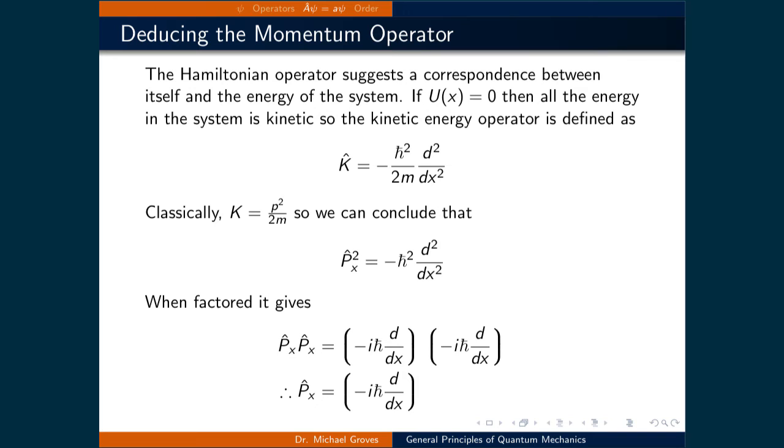We define the kinetic energy operator as k hat is equal to negative h bar squared over 2m d squared by dx squared. Classically, the kinetic energy of a system can be written as being equal to the momentum squared, or p squared, over 2m. We can conclude that p hat in the x direction squared is equal to negative h bar squared d squared by dx squared. We can then factor that to get the momentum operator p hat in the x direction being equal to negative i h bar times d by dx.